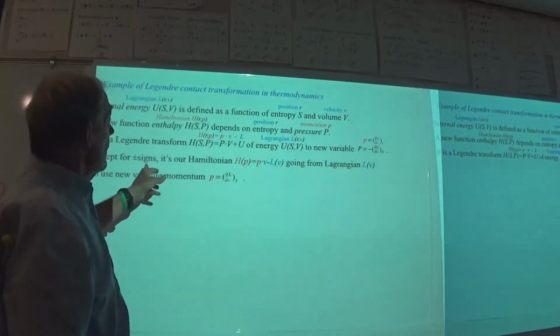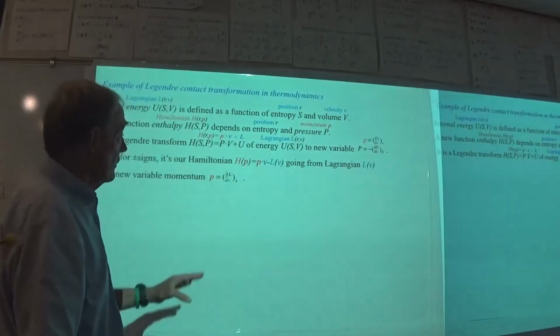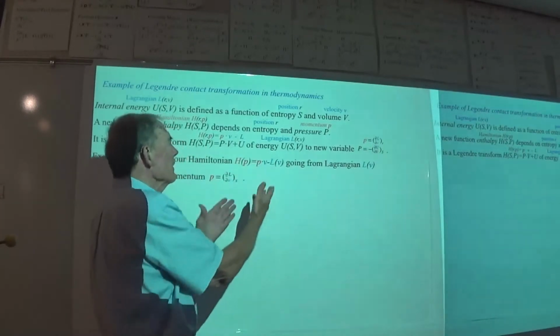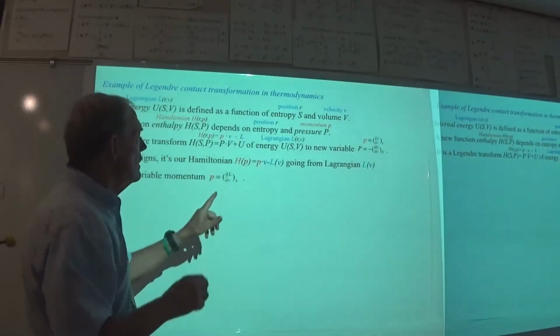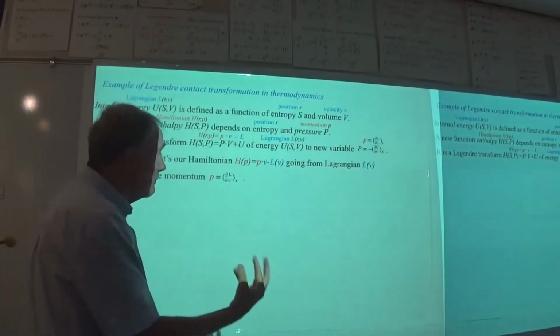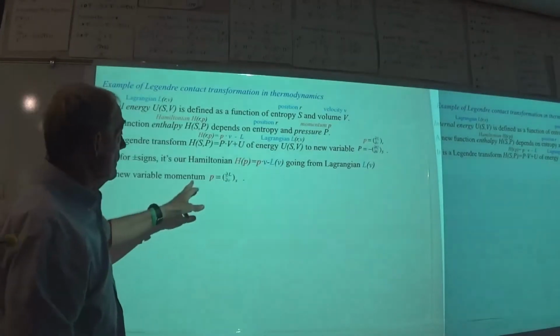So except for the plus and minus signs, our Hamiltonian going from Lagrangian, in other words, if you know the Lagrangian, this is how you get the Hamiltonian, and you do it all the time, no matter how many variables you have. This is really a golden relation, and we'll see why it is. It's because of the underlying phase of quantum mechanics that makes classical mechanics work, ultimately.